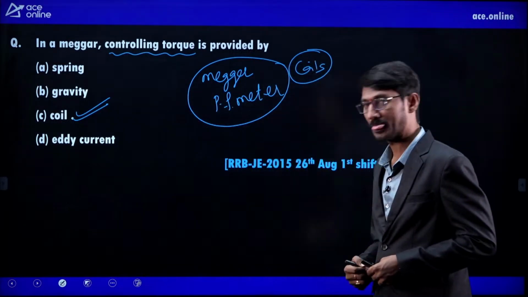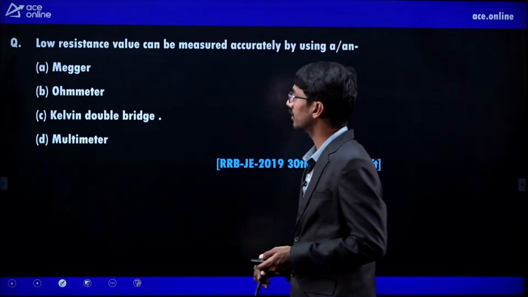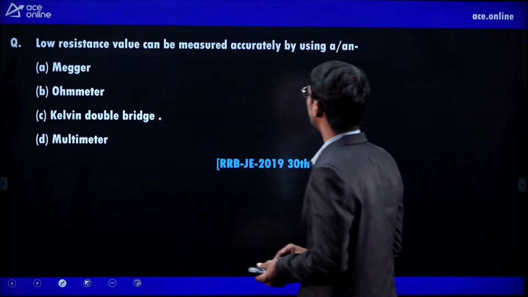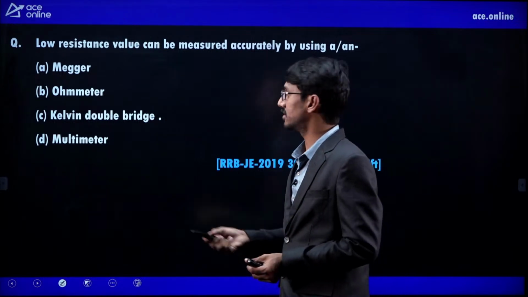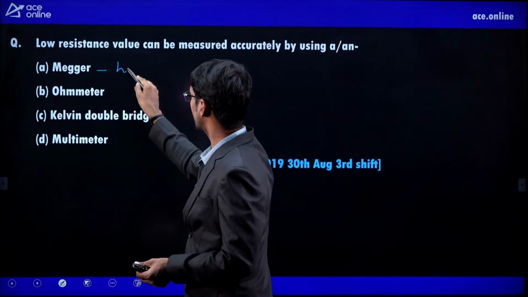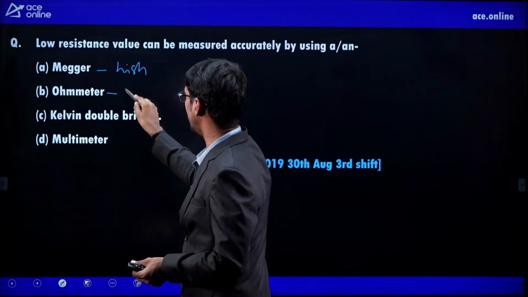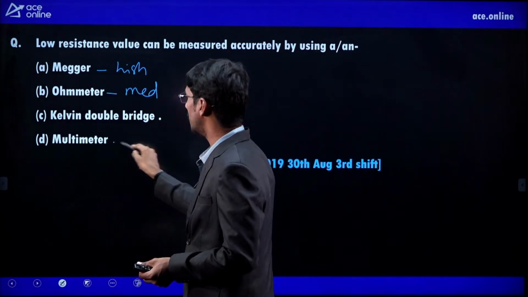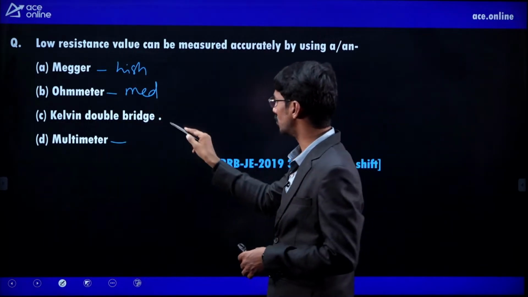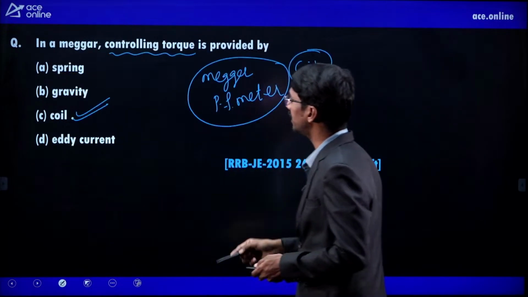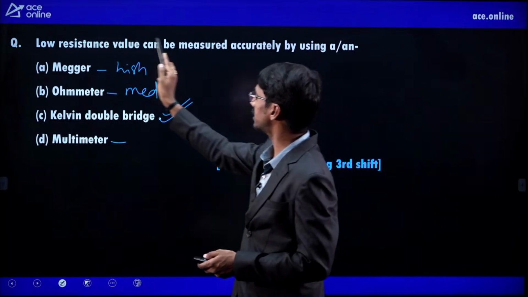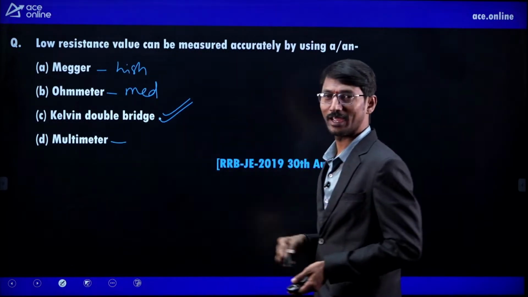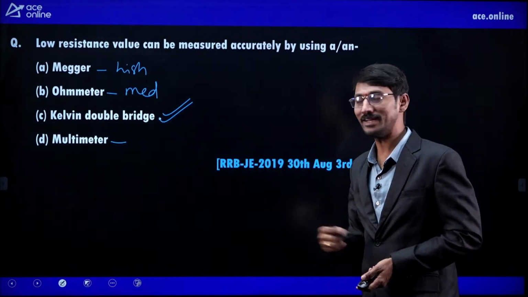Right? Next one. Low resistance value can be measured accurately by using which method? Megger is for high resistance, ohmmeter for medium resistance, multimeter covers all categories. So therefore, Kelvin double bridge. Check the earlier question: Kelvin double bridge is for low resistance, and he is asking low resistance, so Kelvin double bridge method.